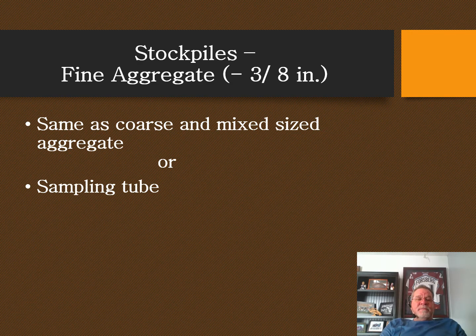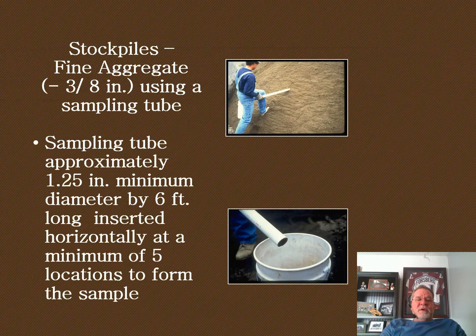Fine aggregate piles, use same as the coarse or mixed size, or you can use what's known as a sampling tube. You take a tube and you shove it into the pile. It is a 3/8, any 3/8 or minus material is the only thing you can use this for. The tube has to be 1.25 inches in diameter and at least 6 foot long, and you push it in a minimum of 5 locations. It will probably take more than 5 locations to get the amount of material you need, but a minimum of 5 locations.